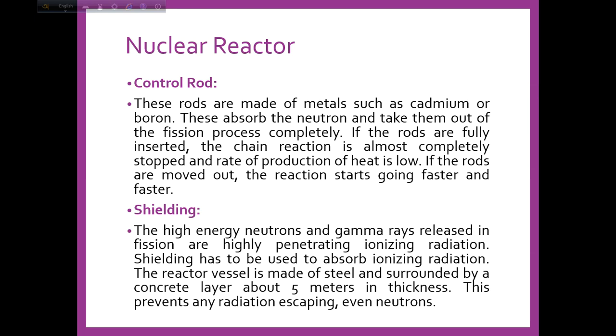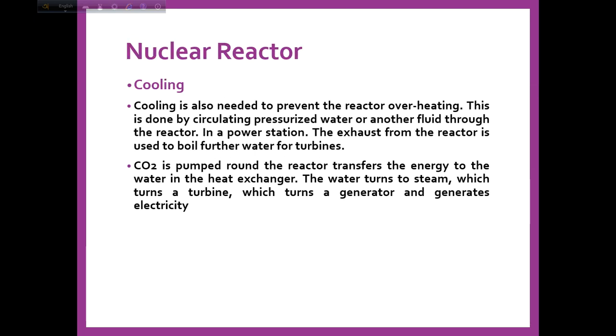Now shielding is another important part of the nuclear reactor. Usually there are high-energy neutrons and gamma rays released during the process of fission, and we already know that gamma rays are highly penetrating ionizing radiation. Shielding has to be used to absorb this ionizing radiation. The reactor vessel is made of steel and surrounded by a concrete layer a few meters thick. This prevents any radiation from escaping, even the neutrons.